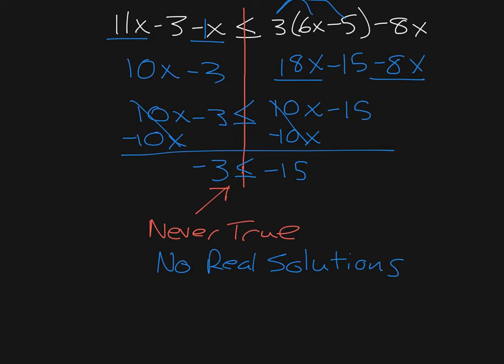Now what this looks like on the number line, if there are no solutions, right? We have a number line. It doesn't even matter what numbers we have on here, right? We have nothing shaded in. There's not a single number on this number line that makes this inequality true. So if we were going to graph this solution, it would be an empty graph.